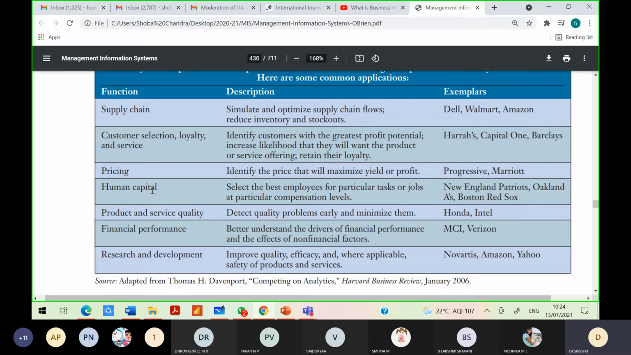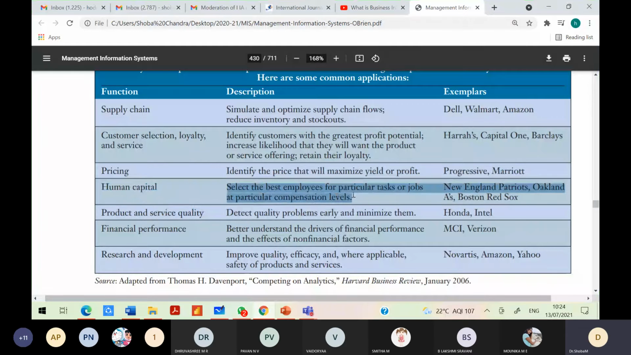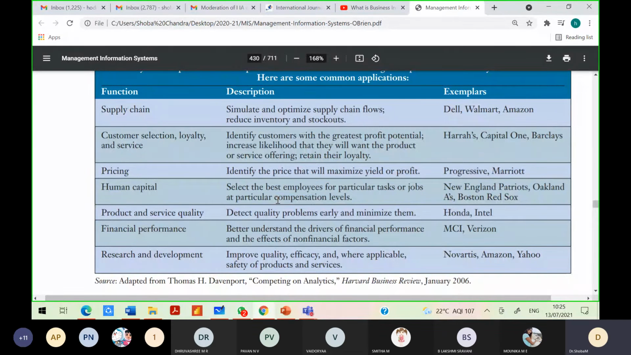And next is human capital. So you know that human resources play a very significant role in any organization, right? So select the best employees for particular tasks or jobs at a particular compensation level. You might have seen ads in the newspapers or on websites, where sometimes it's mentioned very clearly that the package or the salary is not a constraint, right? Have you come across such an advertisement?